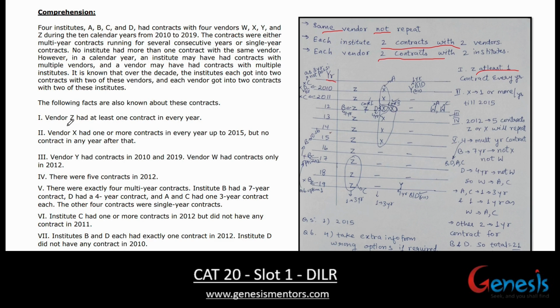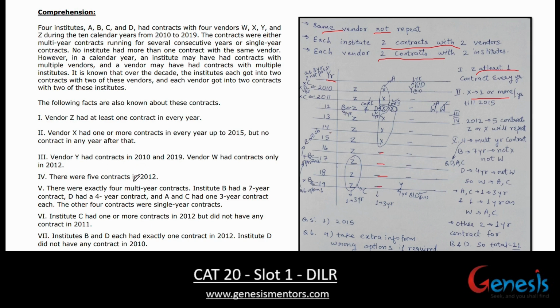Now, vendor X had one or more contracts in every year up to 2015, so vendor X has one or more contracts from 2010 to 2015. One contract is there for sure, it can be one or more. We have written it separately, 2010 to 2015. But no contract in any year after that, so we mark a dash: no contract in 2016, 17, 18 and 19 for X.